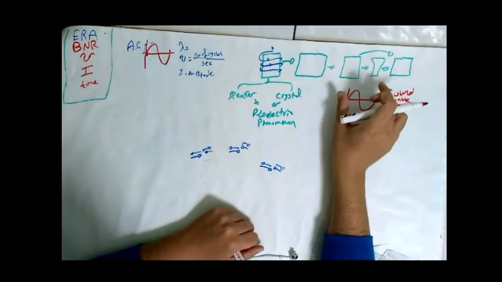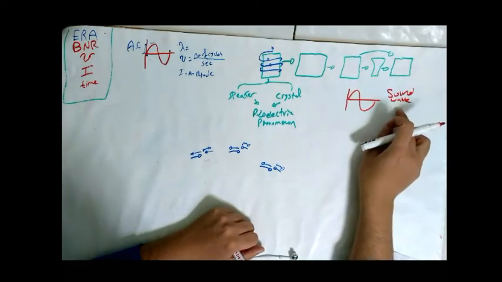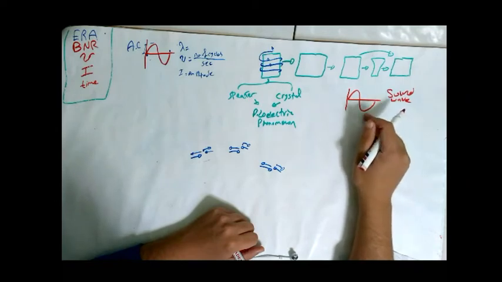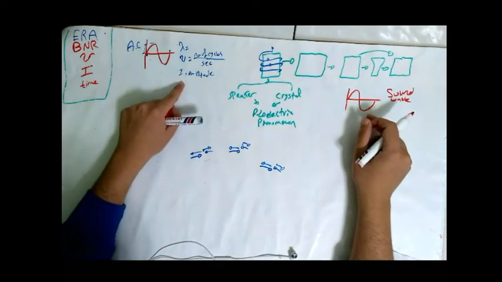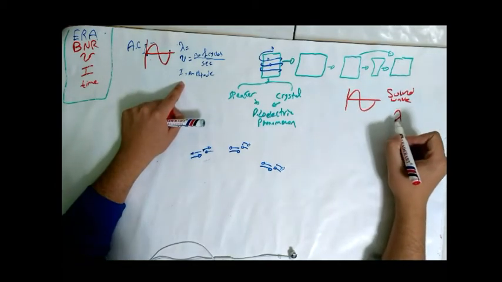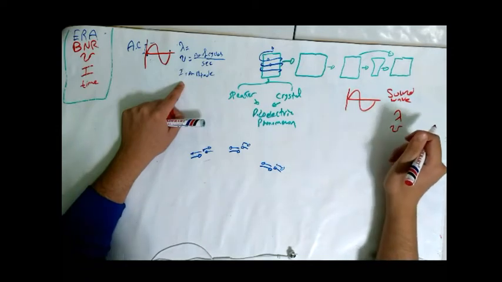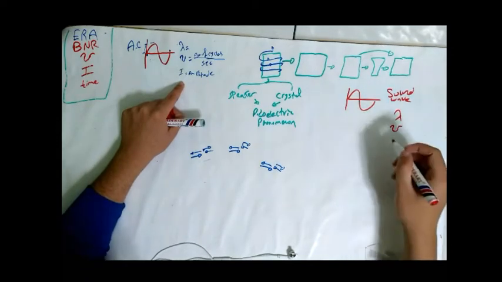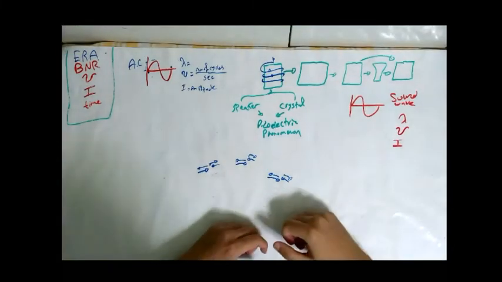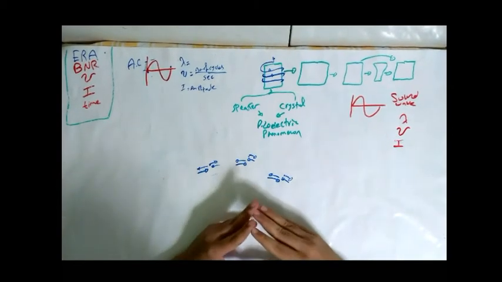So vibrations of these crystals or speaker will produce a sound wave, whose graph looks like this. And sound waves also have characteristics like alternating current: first, wavelength, and second, frequency, which is the number of waves per second, and finally, intensity and amplitude. So there are two prerequisites to produce a sound wave or ultrasound.